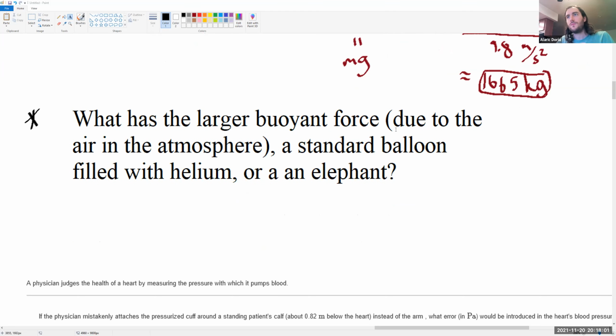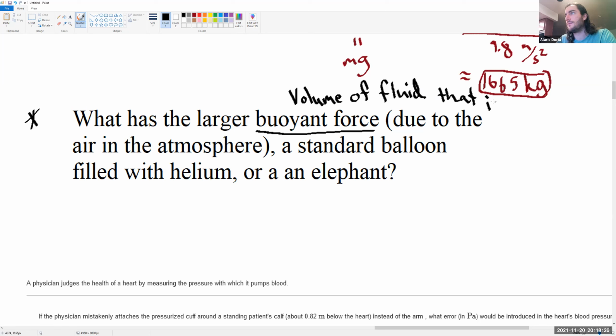Okay, so we had some good discussion there, some different ideas. The key point here is that the buoyant force depends on the volume of fluid that is displaced. So the volume of fluid that is displaced. Okay, so the size of an elephant, right? The volume of an elephant is much bigger than the volume of the balloon.